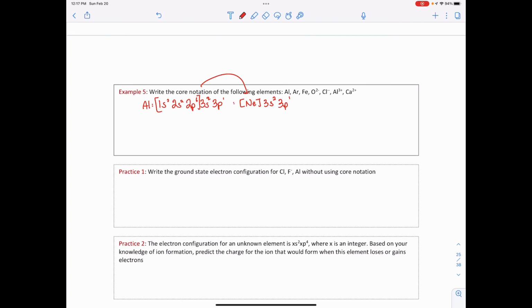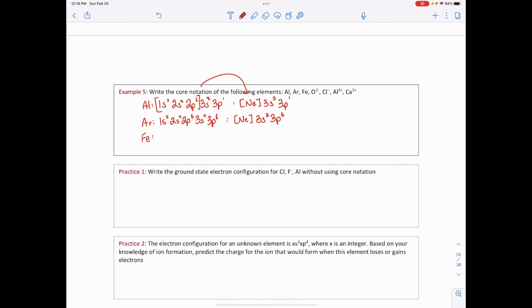Okay, let's take a look at argon. So argon is going to be 1s2, 2s2, 2p6, 3s2, and 3p6. You're going to backtrack and look at the nearest noble gas. Now you can't pick yourself. Argon can't just pick itself. It still has to look back, and the closest noble gas is neon. So from neon, this is just going to be 3s2, 3p6.